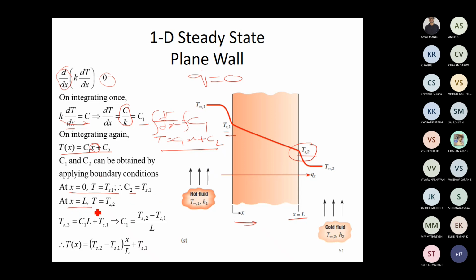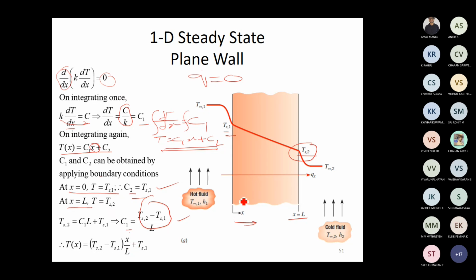Similarly, at x is equal to L, T will be equal to Ts2. If you substitute, you will get the constant value c1. So c2 is Ts1 and c1 is Ts2 minus Ts1 by L. Now we have the values of both these constants in terms of the known temperatures, which are the boundary conditions. Therefore, we can substitute in this equation the values of c1 and c2, and then you will get the temperature distribution in this form. T as a function of x is equal to Ts2 minus Ts1 whole thing multiplied by x by L.